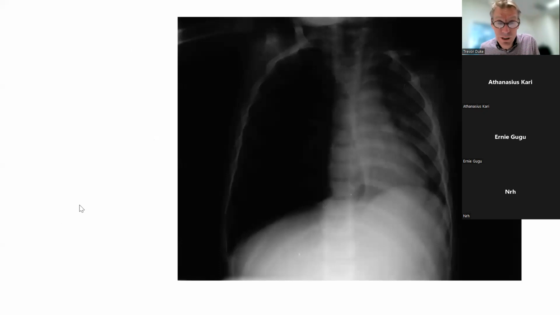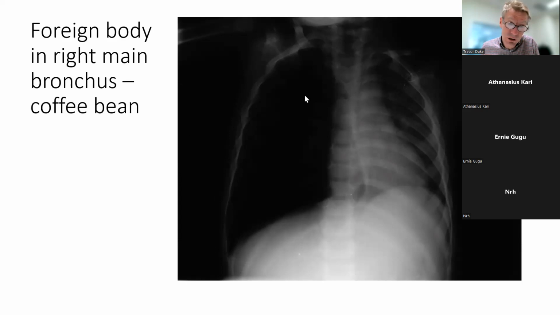This is another child who, again, looks like they have a pneumothorax, doesn't it? You can see how black this lung is relative to the other side. And this was an expiratory film, so we asked the child to inspire, take a big breath, and then expire. The left lung is normally deflated, but the right lung remains inflated. Again, there's a foreign body down the right main bronchus, and this was a coffee bean. The child choked on a coffee bean and had massive over-distension of that lung. Right?